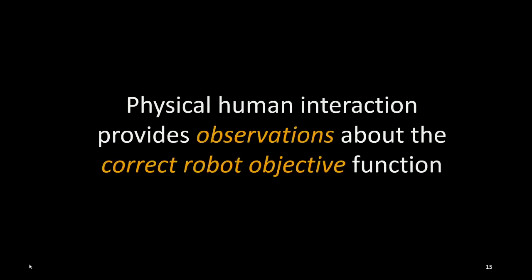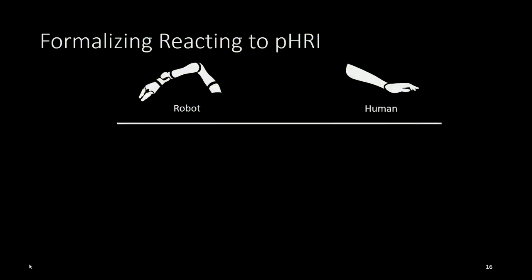Physical interactions are intentional and therefore informative. We can get information about the way that the robot should be performing this task based on physical interactions. And so with that in mind, actually, the approaches that I described previously, while they might make a lot of sense, are in some ways heuristics. They don't really get at the fundamental problem that we think exists within PHRI. In fact, we can leverage our insight that we just talked about in order to formulate PHRI as a dynamical system, where the robot is unsure about the correct objective function, and the human provides information about it.